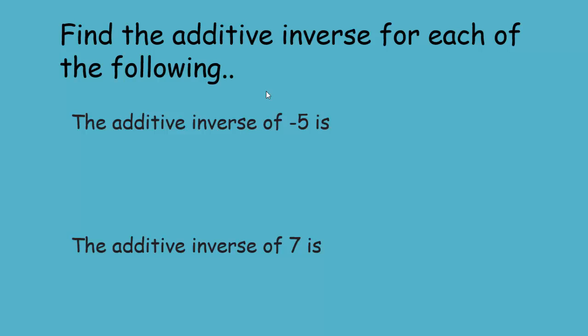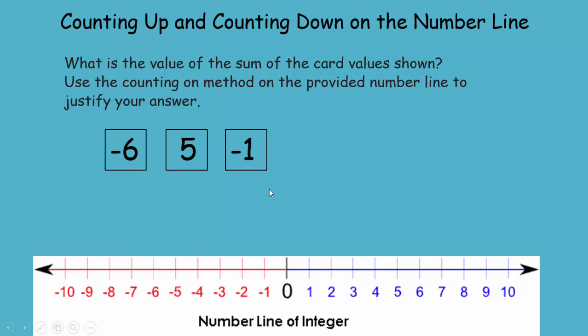All right, hopefully you paused the video. The additive inverse of negative 5 is actually a positive 5. That's because negative 5 plus 5 gets you to our additive identity of 0. The additive inverse of 7 is actually negative 7 because 7 plus negative 7 gets us to our additive identity of 0. So 7 and negative 7 must be additive inverses.